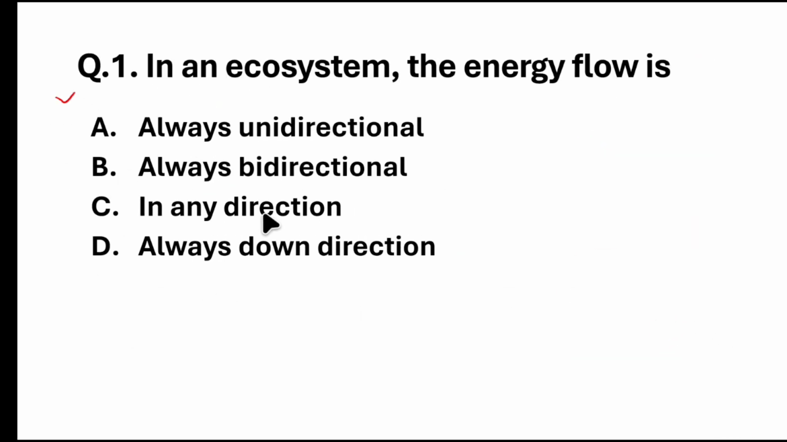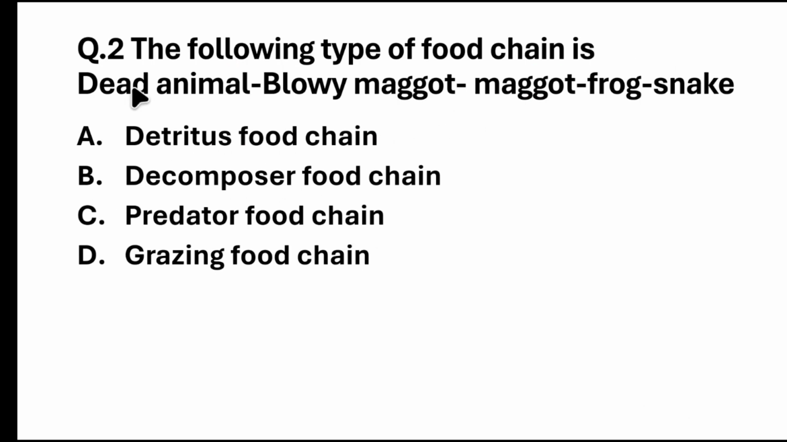Stay tuned and let's level up your preparation in minutes. Question number 1. In an ecosystem, the energy flow is. Correct answer is option A. Energy flow is always unidirectional. Question number 2. The following type of food chain is dead animal, maggot, frog, snake. Answer is option A. Detritus food chain.